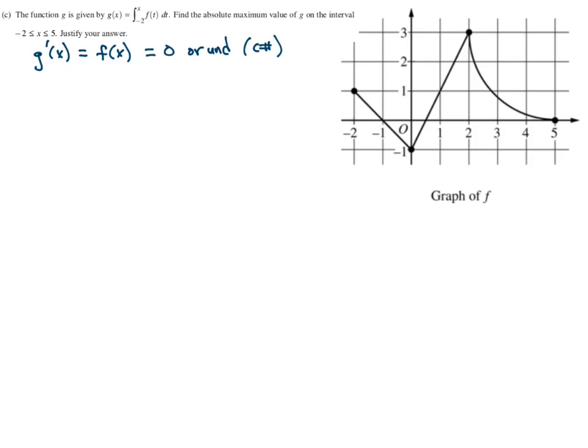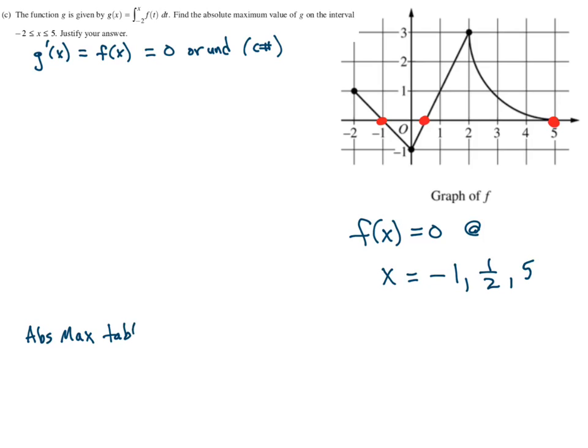Now, if I took the derivative of that antiderivative function, it ends up being just f of x. So I just need to set that equal to 0 and see what that looks like. So I'm going to use the graph and figure out where f equals 0. And it equals 0 at, looks like, 3 spots: at -1, 1/2, and 5. So I want to build a table with all of those values in it.